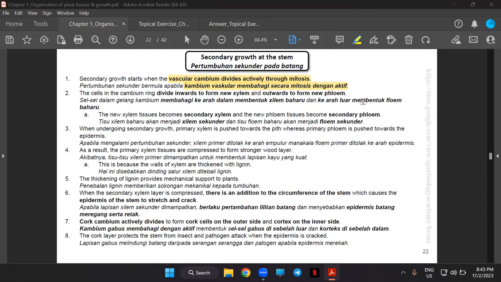You dapat markah yang pertama. You get the first mark. Markah kedua, forming secondary xylem and secondary phloem. Membentuk xylem sekunder dan phloem sekunder. Dapat markah kedua. Vascular cambium divides actively through mitosis, producing secondary xylem and secondary phloem. Dapat markah kedua. So dapat dua markah. Cambium vascular membahagi secara mitosis dengan aktif, membentuk xylem sekunder dan phloem sekunder. You get 2 marks. Dapat dua markah.